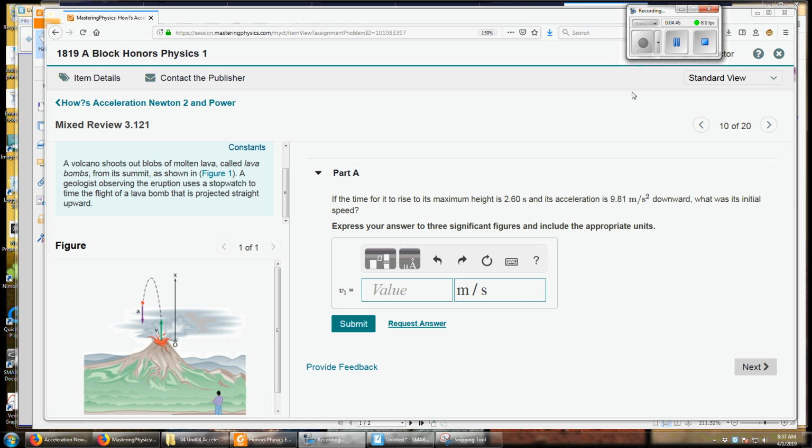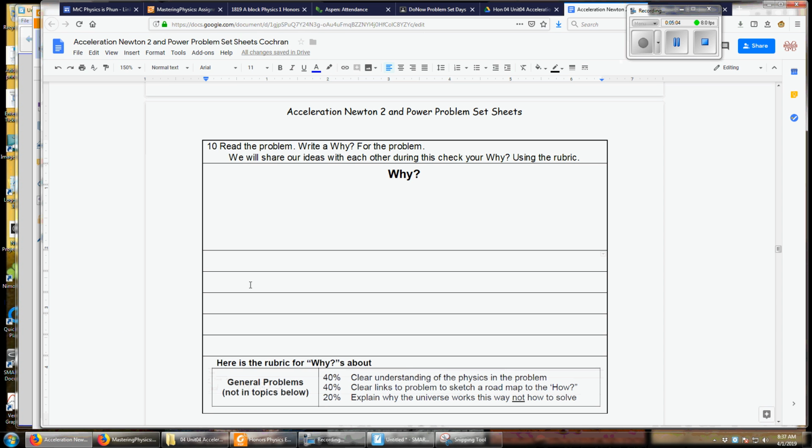All right, so number 10, we've got these lava bombs going up, and we know that as soon as they leave the volcano, they're actually in free fall. So the only thing acting on them is gravity. So that would be good to note. The lava bombs are in free fall, thus accelerating downwards at g.